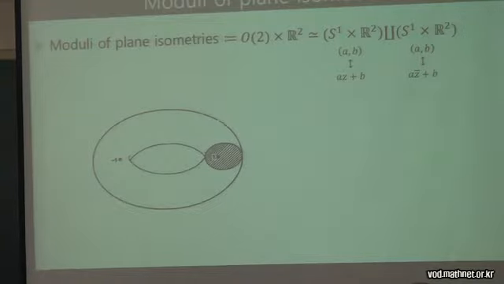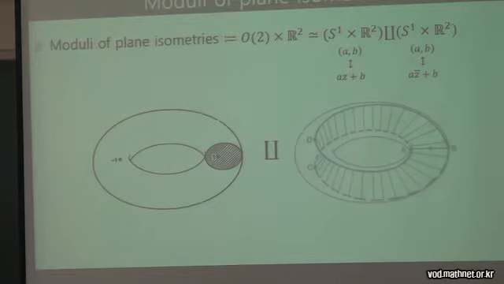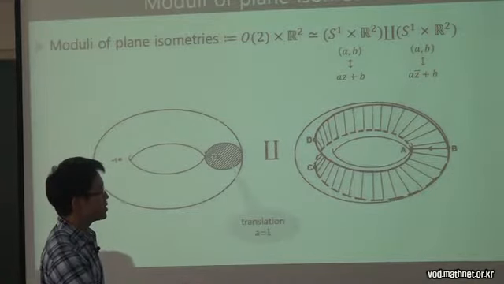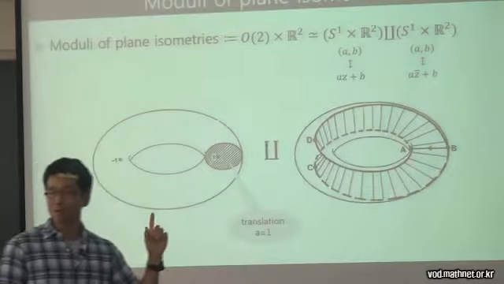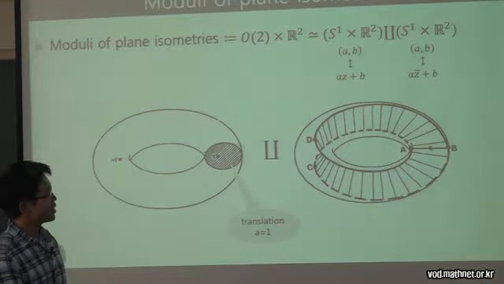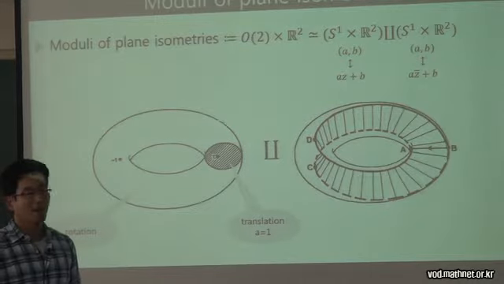So S1 cross R2, then you've got a torus, an open torus. So you have a disjoint union of 2 tori. And if you think about it, this part is the translation when A is equal to 1, and that's the translation. And when A is not 1, then it's rotation.